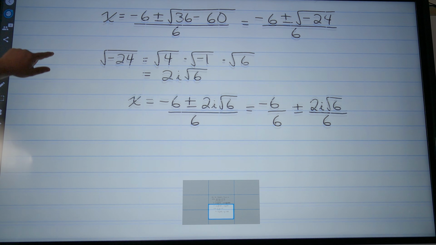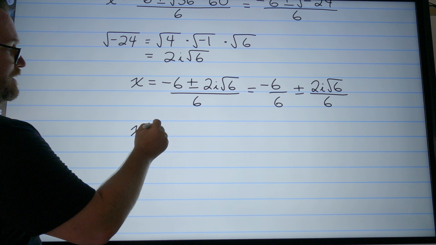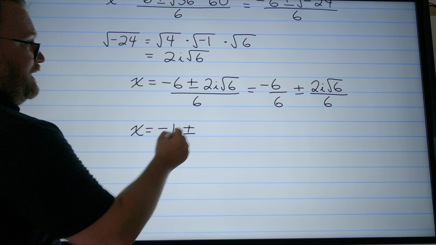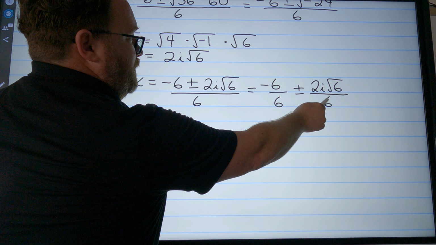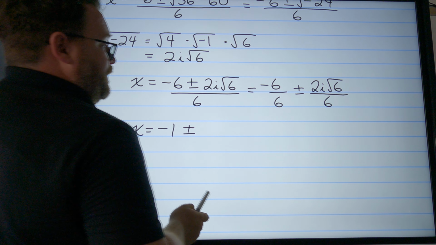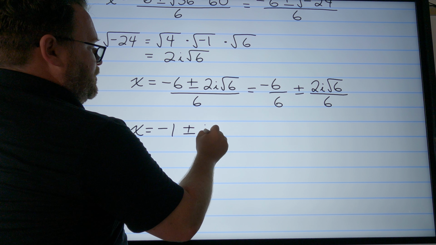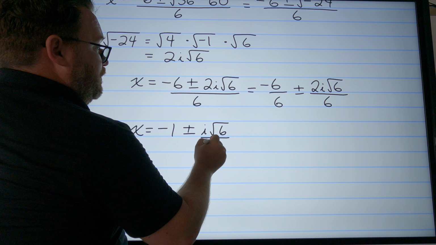And that can simplify into x equals negative 6 divided by 6 is negative 1 plus or minus. Now, both of these are divisible by 2. Don't make the mistake of dividing the square root of 6 by 6. You can't do that. So it's going to be 1i, or just i, square roots of 6 over 3.